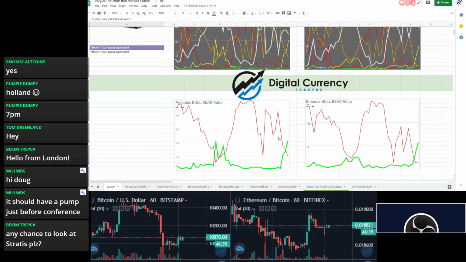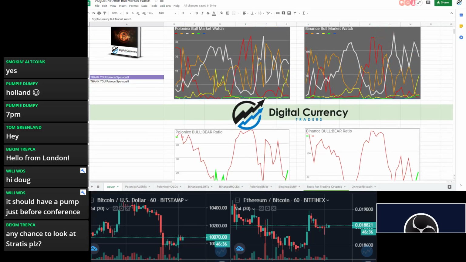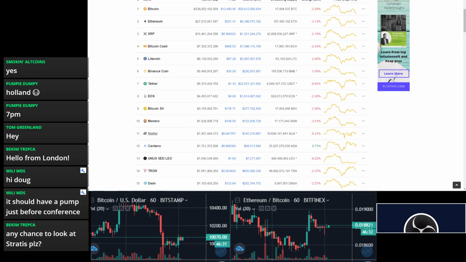More detailed than the color-coded spreadsheet. That's when we get into the real details of it. And I don't have it open now anymore.